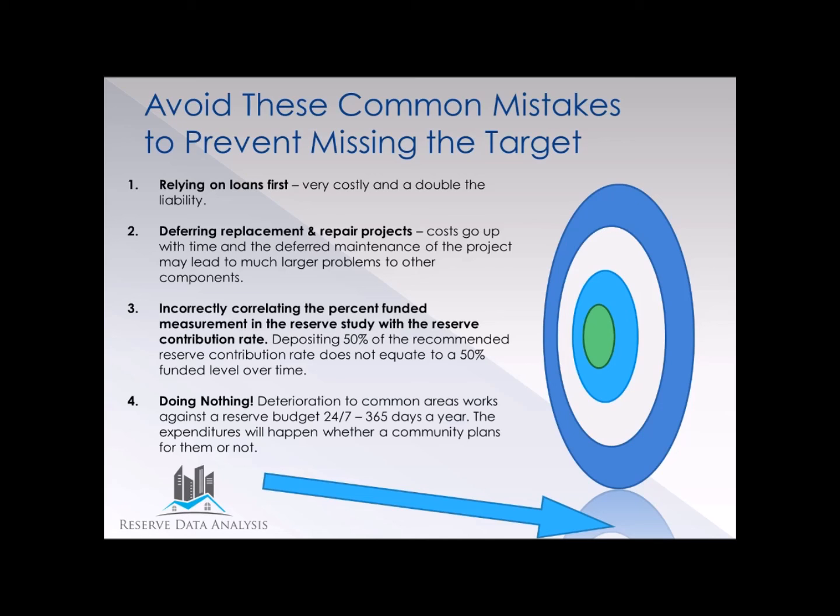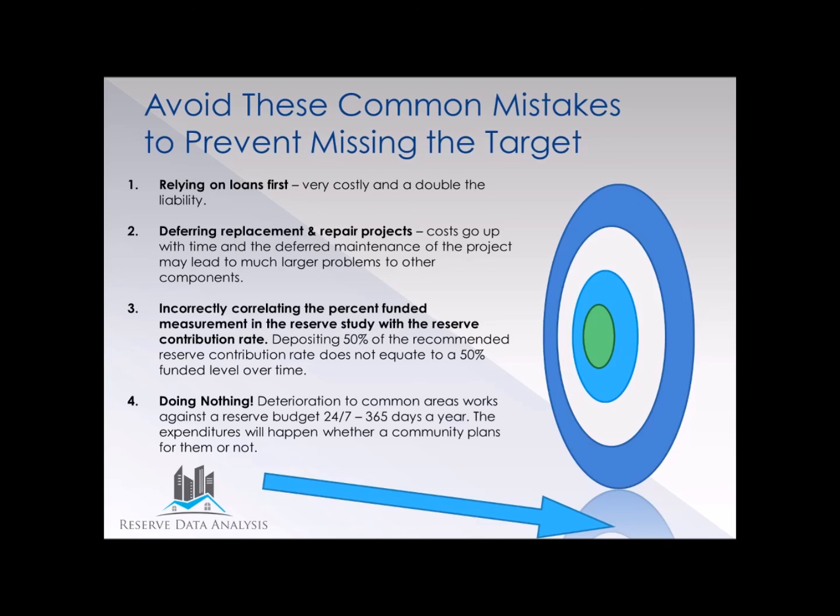Okay, so number one, relying on loans or special assessments. I'm going to add that in there first. Loans are extremely costly. You have to pay back however much you borrowed plus interest. So earlier when we had this $100,000 paint project, a community that gets a loan for $100,000 oftentimes will have to pay back $130,000 to $150,000 depending on the interest rate and the length of the loan and whatnot.